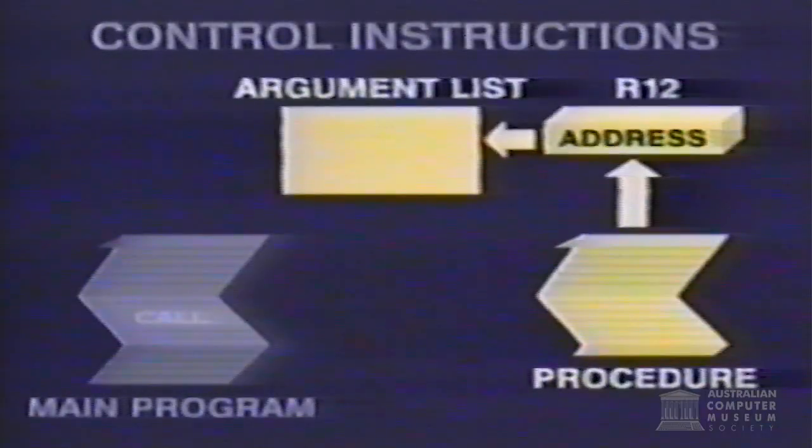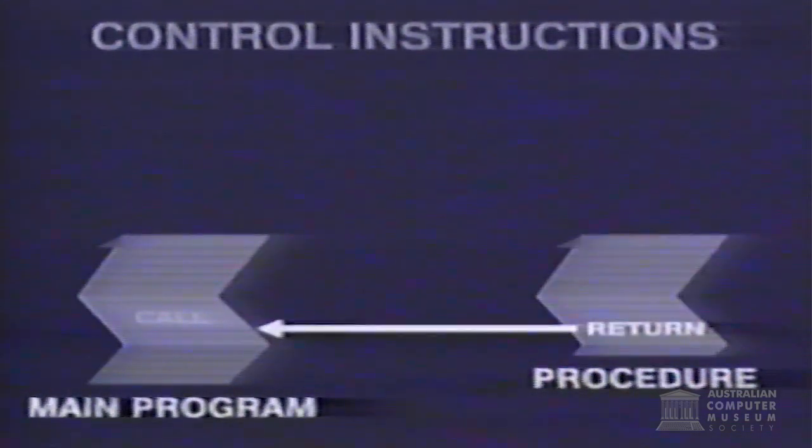Once the procedure starts executing, it locates the list of arguments using the address in register 12, the argument pointer. At the end of the procedure, a return from procedure instruction returns control back to the main program. The VAX architecture defines a calling standard so that procedures written in any language can be called in the same way.